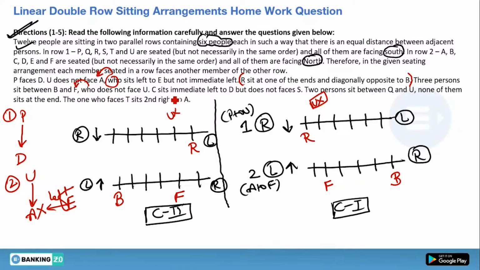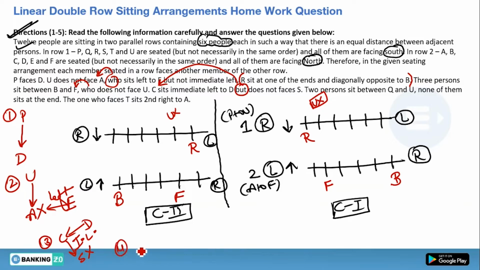Now, C sits immediate left of D but does not face S. So our third hint is: C sits immediate left of D and C is not facing S. We don't know the confirmed places of C and D, so we cannot put this hint either, so we jot down its footnote. Next: two persons sit between Q and U, and none of them sits at the end.